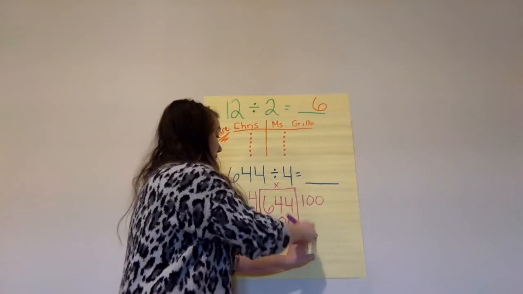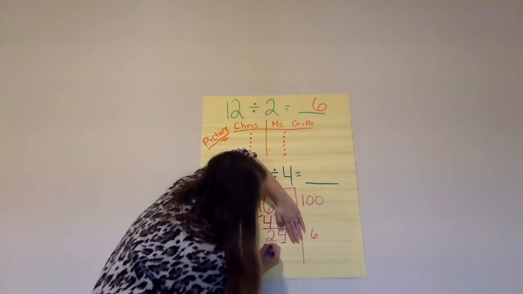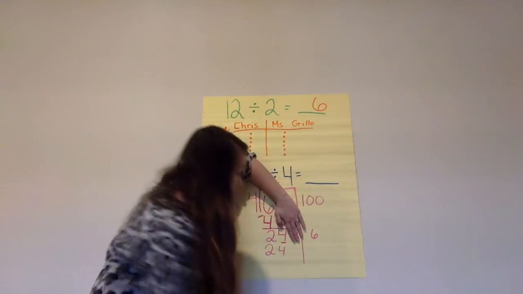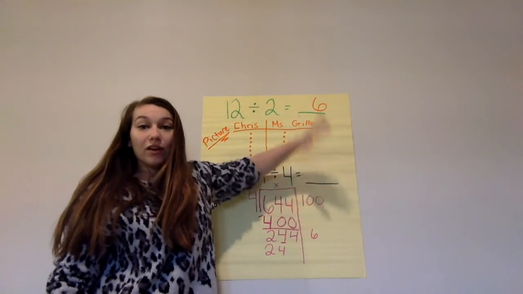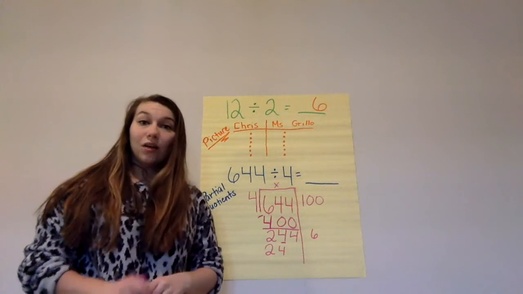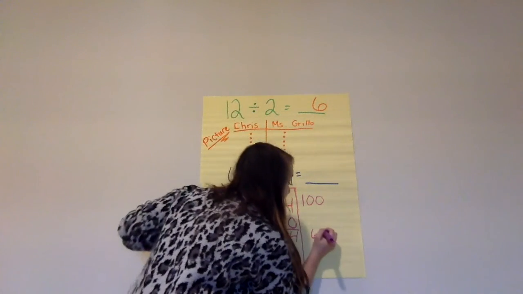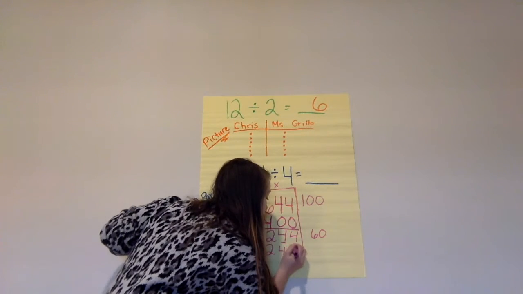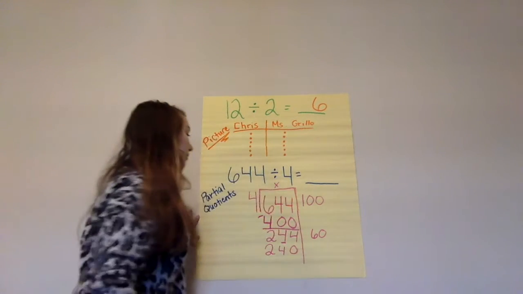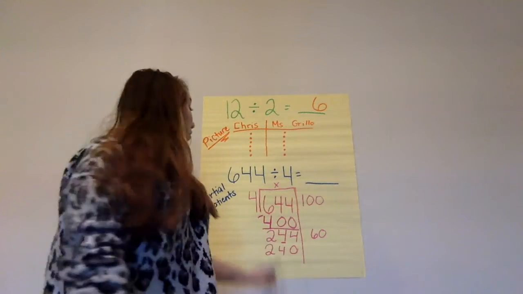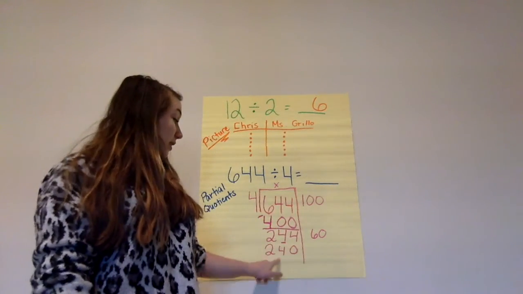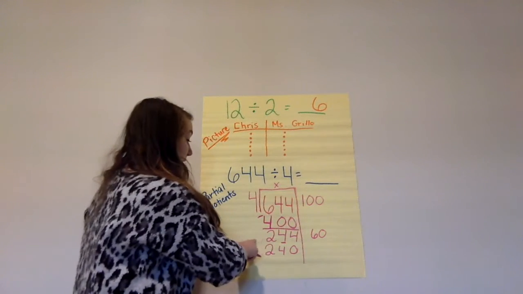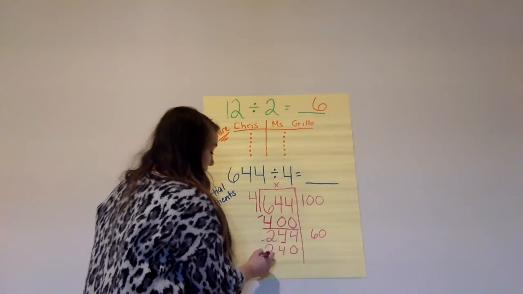So we know 4 times 6 gives us 24. And we have one place value covered, which means we need 1 zero. So that makes this 60, and that makes this 240. So 4 times 60 gives us 240. All right, my next step, I need to subtract.